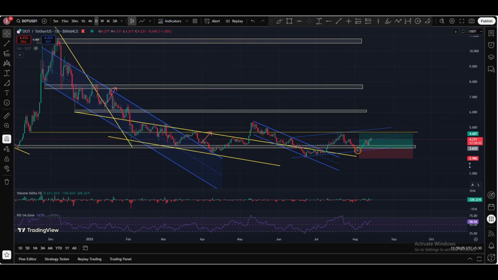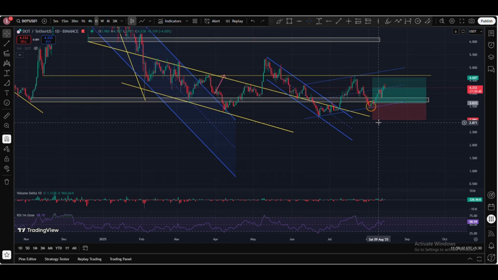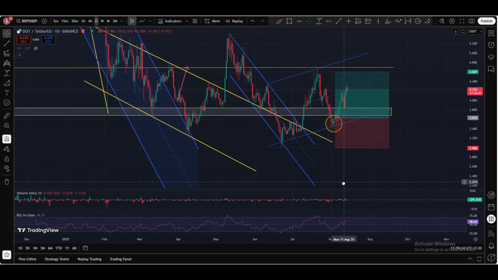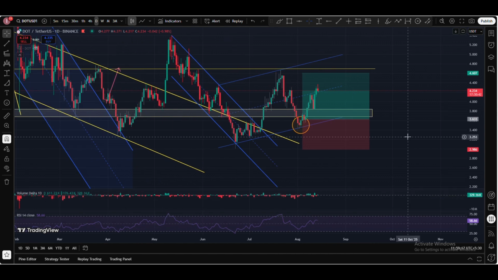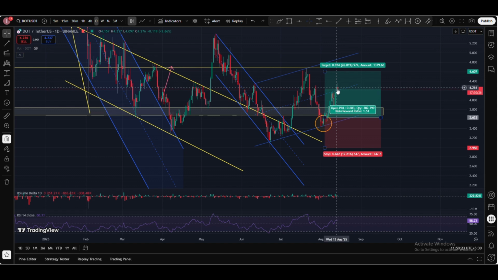I closed my DOT trade. Actually, I entered at that level. Now I closed the trade because the market is making a downward move. That is a minor resistance area.